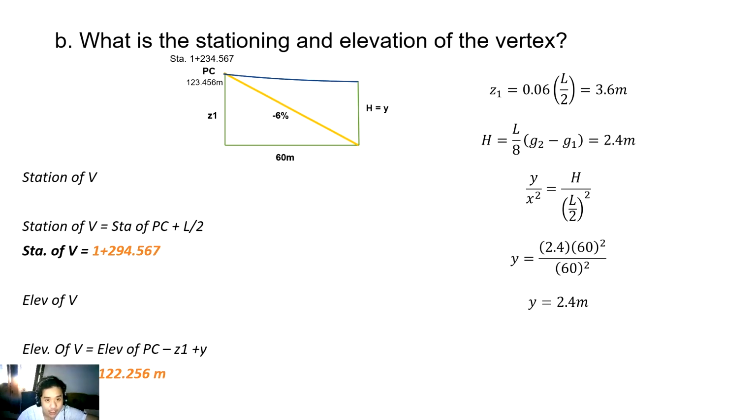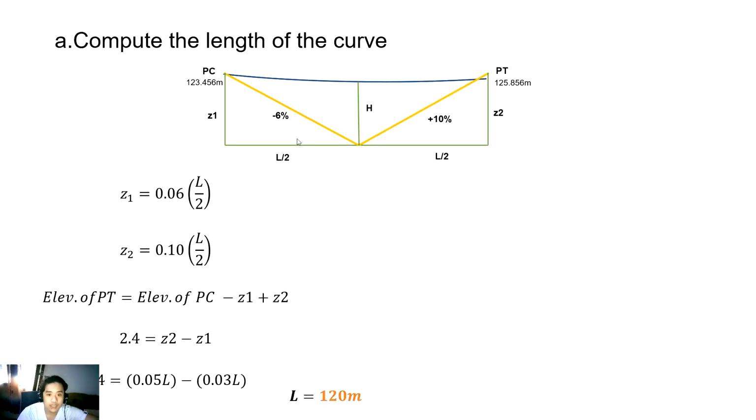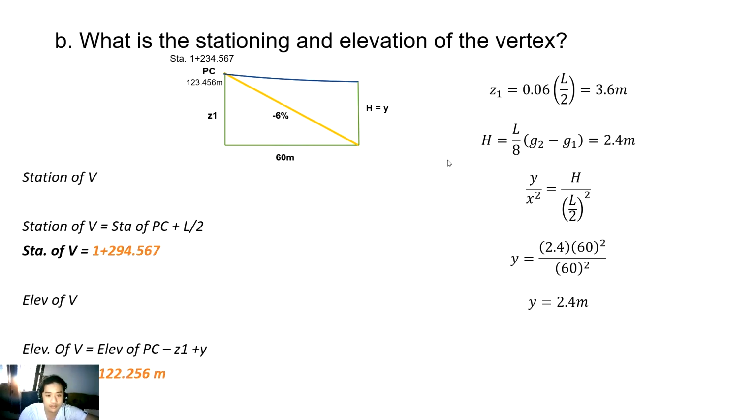So, for letter B, what is the stationing and elevation of the vertex? So, to get that, first, we're going to find station of B. So, ang station of B natin ay station of PC plus L over 2. So, ito yun. Saan galing yung 60? Since ang L natin ay 120, tapos ang kailangan ay L over 2, so, ginawa na agad natin siyang 60.